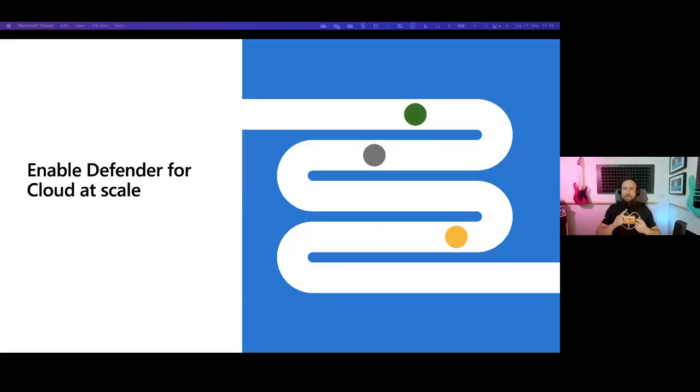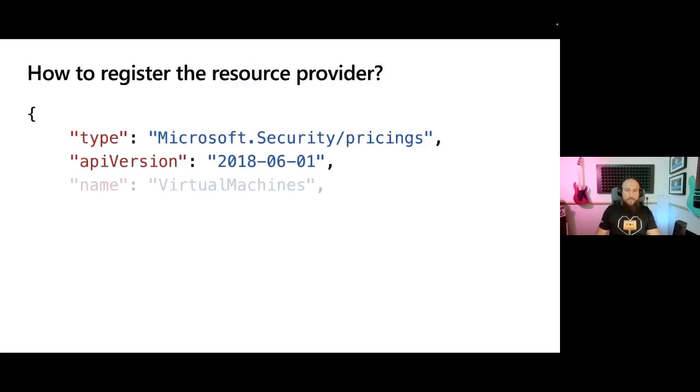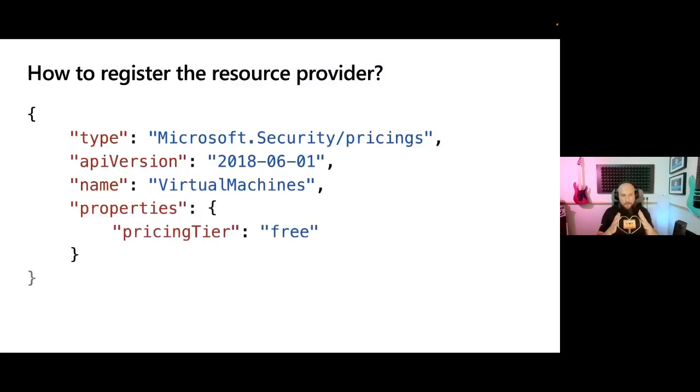Well, if you recall the 4 steps, enable Defender for Cloud is the first one. Then what actually needs to be done is you need to register the resource provider. And that Microsoft.security resource provider is automatically being registered by setting one of the Microsoft Defender for Cloud plans to off.